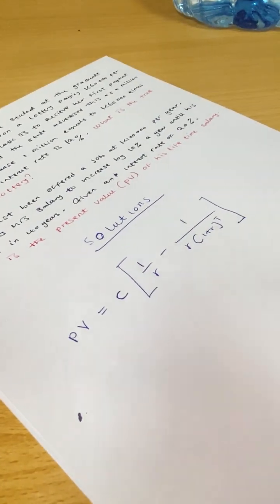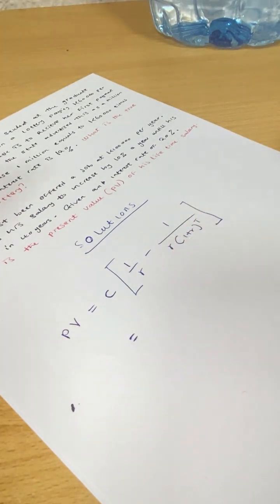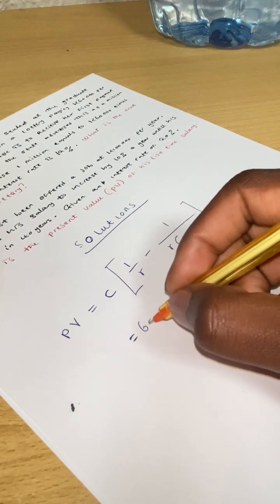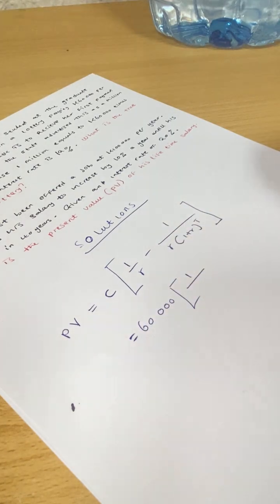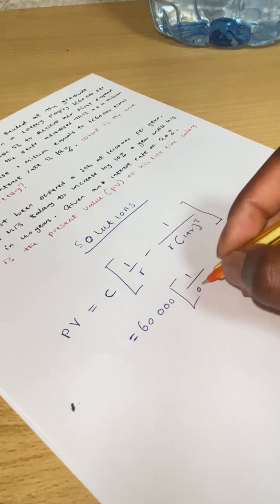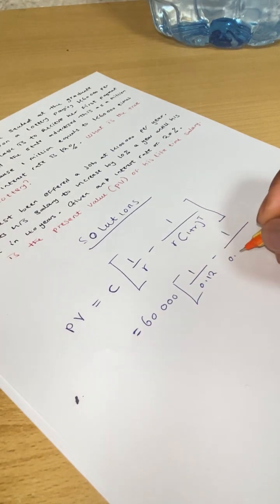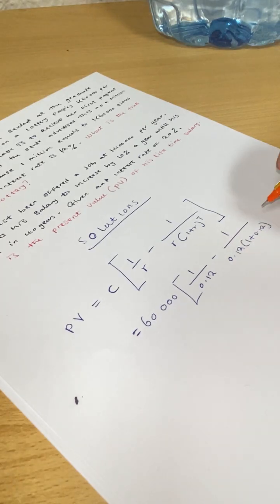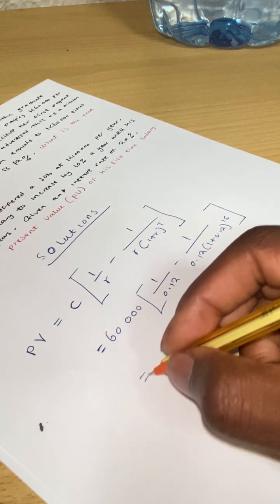So we can find the true value of the lottery by replacing what we have. Our C, we said, is 60,000. Then 1 over our rate, which is 12%, and we are supposed to express it in decimal points. So 12% is the same as 0.12, then minus 1 over 0.12 times (1 plus 0.12) to the power of time, which is 15 years. Okay, so we can continue simplifying this.